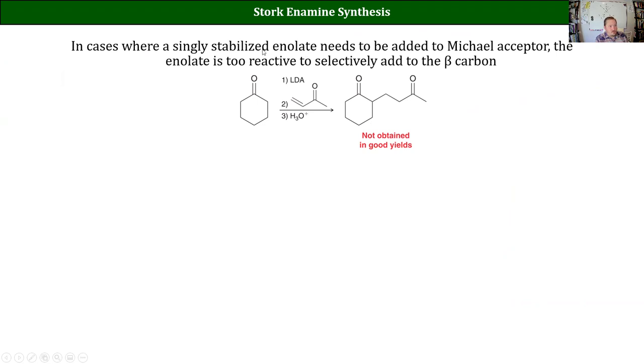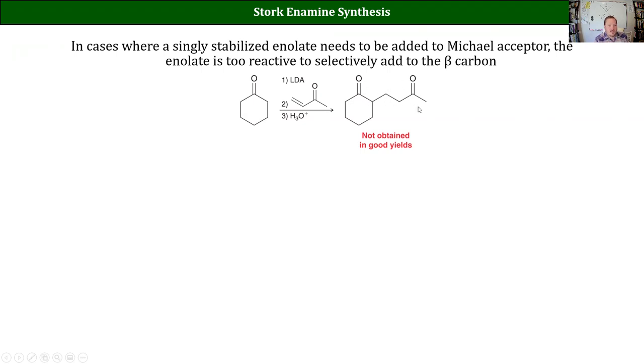If we only have a singly stabilized enolate, we don't really wind up making very good yields. We can make the enolate with LDA and then expose it to an alpha beta unsaturated ketone and go through the same process, but there are too many side reactions that happen. In general, we're making that enolate, which is pretty unstable, so making that enolate is not going to happen in large amounts and not going to stay stable enough to add here.